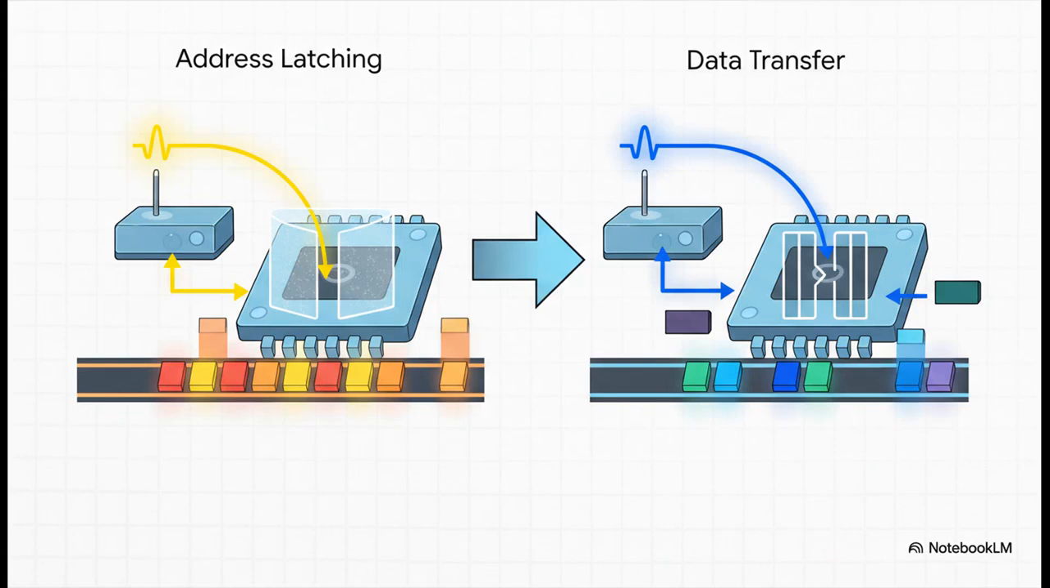So you're probably wondering, how does the rest of the computer know if those 8 pins are carrying an address or if they're carrying data? Well, that's the job of the ALE, or Address Latch Enable pin. The control unit sends out a quick pulse on this pin that basically yells to the memory chips, "Hey, the info on the bus right now is an address. Grab it." Then the pulse stops and the bus is free to carry data.